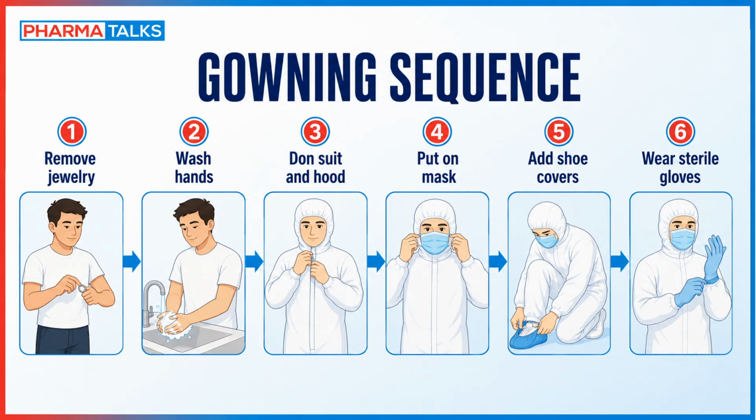Gowning sequence. Cleanroom garments must be put on in a defined and carefully controlled sequence. Jewelry is removed and hands are washed and dried before the suit and hood, mask, shoe covers, and sterile gloves are applied. During gowning, clean garments must not touch the floor, walls, or other potentially contaminated surfaces. Following the correct sequence minimizes the transfer of particles and microorganisms from personnel into the cleanroom.